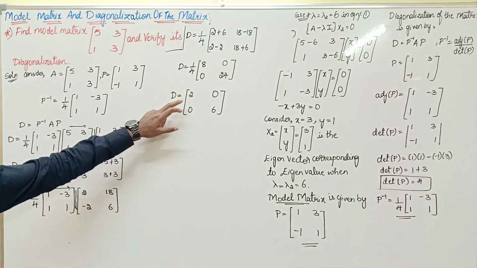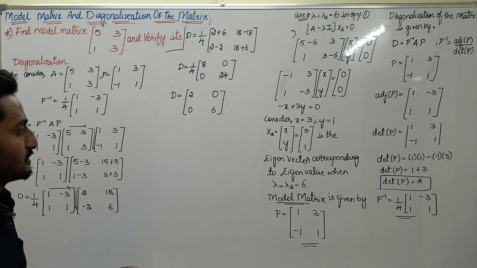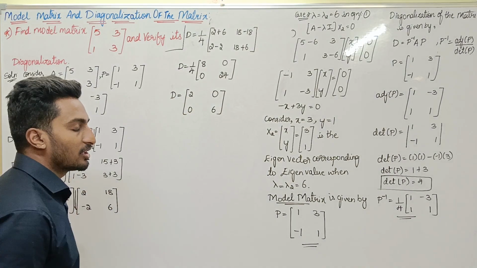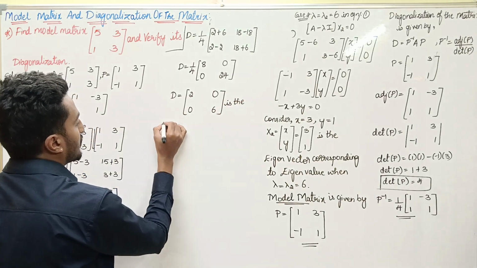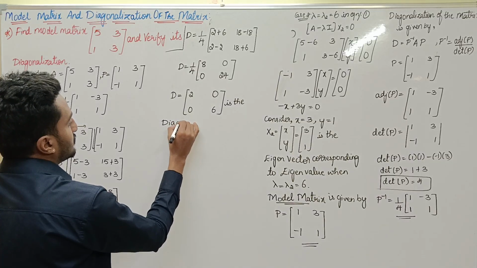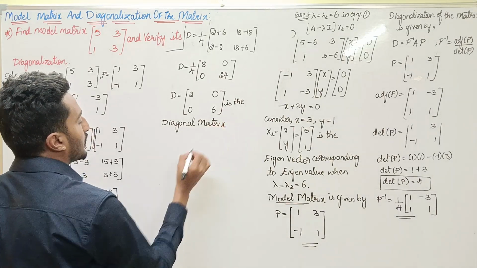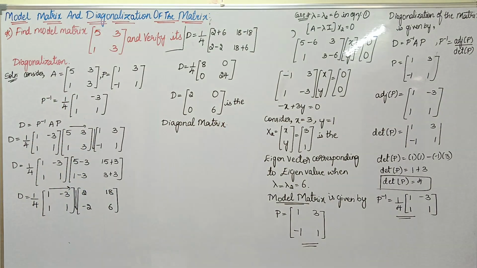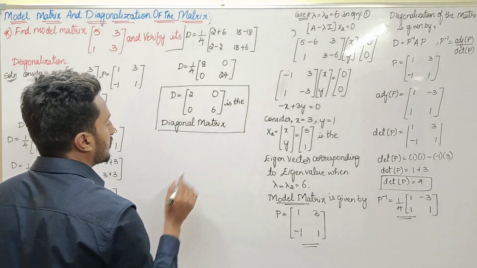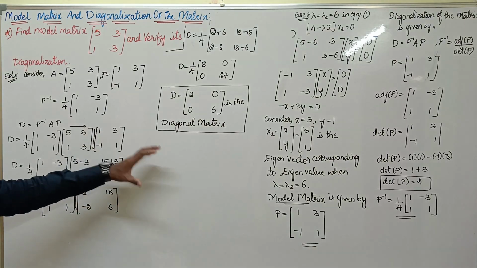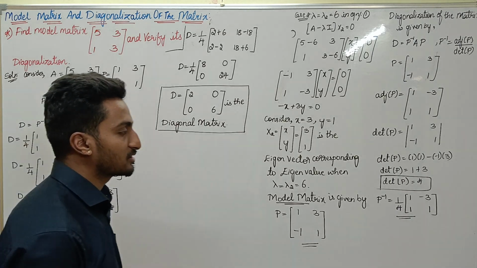See, the diagonal elements are 2 and 6. What were our eigenvalues? 2 and 6. If you get the same eigenvalues on the diagonal, we call it the diagonal matrix, or the diagonalization of the given matrix. This is one of the easiest problems. If you know how to find eigenvalues and eigenvectors, by simplifying, you will understand the diagonal matrix. I hope you have understood this problem.